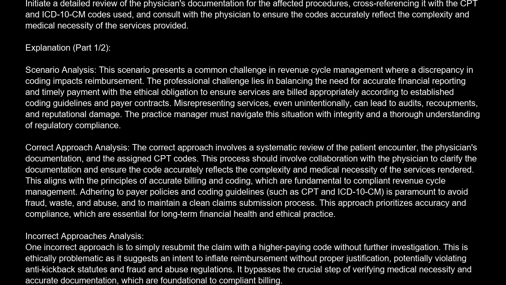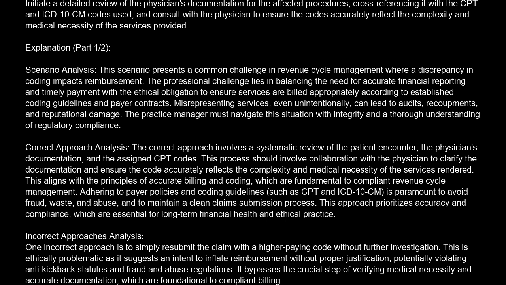Initiate a detailed review of the physician's documentation for the affected procedures, cross-referencing it with the CPT and ICD-10-CM codes used, and consult with the physician to ensure the codes accurately reflect the complexity and medical necessity of the services provided. Explanation. Scenario analysis. This scenario presents a common challenge in revenue cycle management, where a discrepancy in coding impacts reimbursement. The professional challenge lies in balancing the need for accurate financial reporting and timely payment with the ethical obligation to ensure services are billed appropriately according to established coding guidelines and payer contracts.